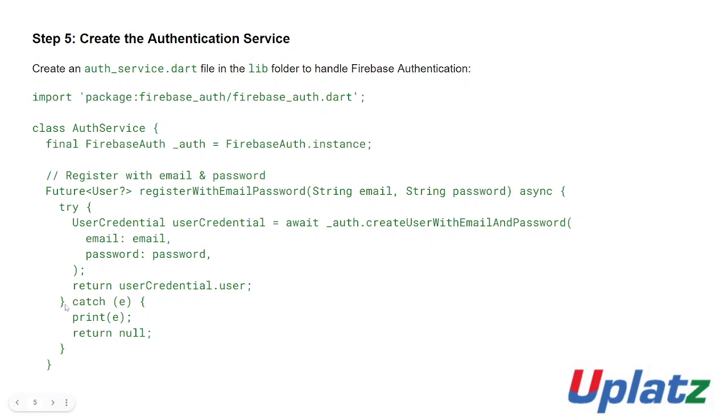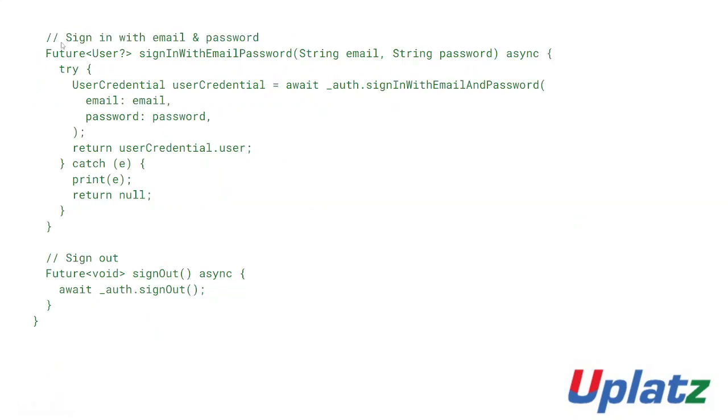If anything goes wrong, that is, if there is any error, then catch e. Then print e just like before. Return null. Print e on the console. Then brackets are closed.